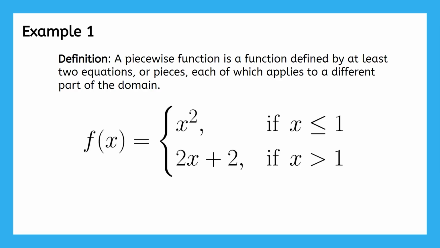Let's start by reviewing our definition. A piecewise function is a function defined by at least two equations, pieces, each of which applies to a different part of the domain. This piecewise function, f of x, consists of two pieces. The first piece is x squared if x is less than or equal to 1, and the second piece is 2x plus 2 if x is greater than 1.